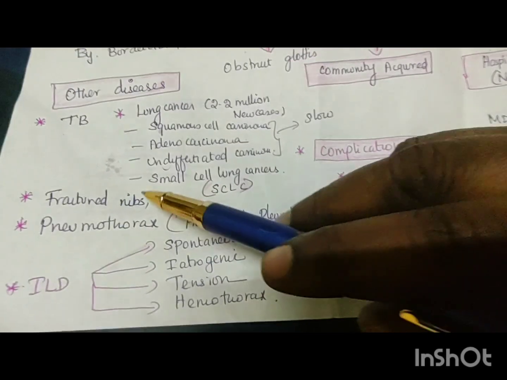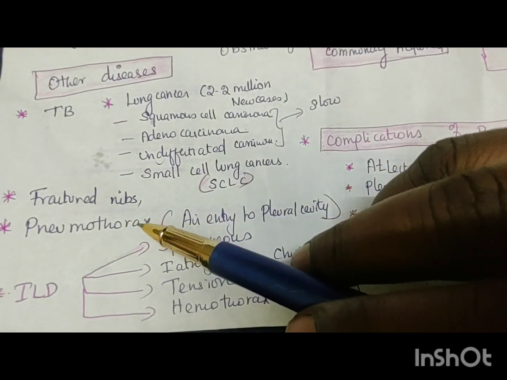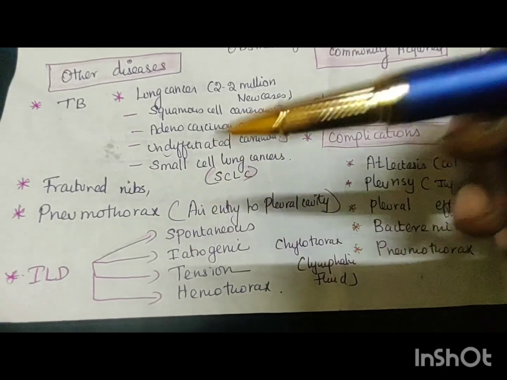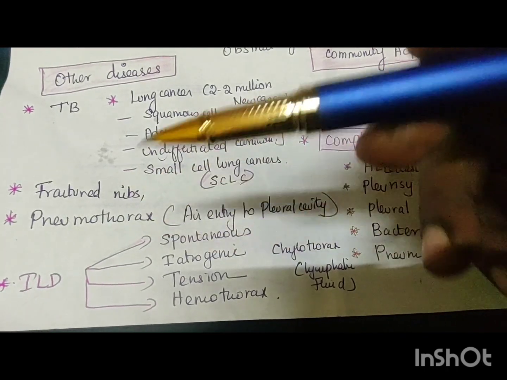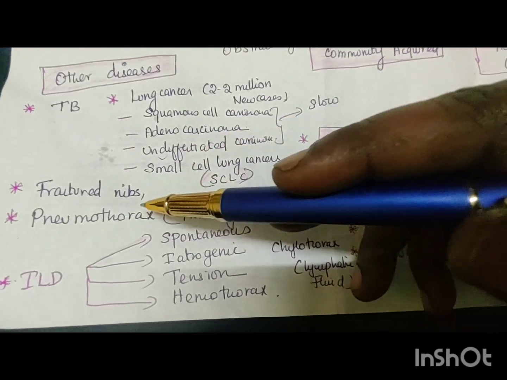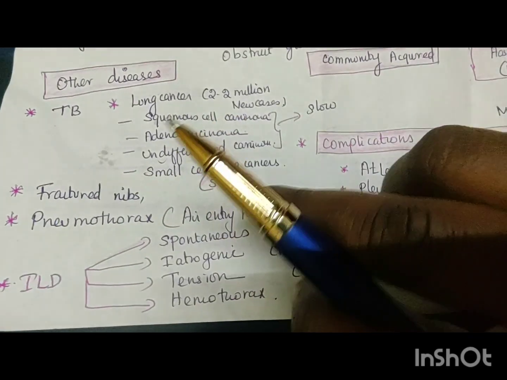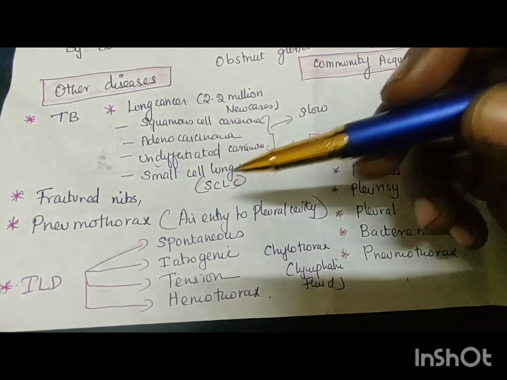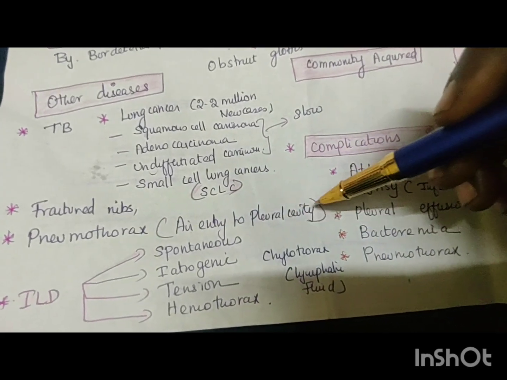Next, fractured ribs is one of the problems. Why is fractured rib related to respiratory problems? Because fractured ribs can injure the lungs. So what complication will happen? An embolism may also happen. With fractured ribs, blood or emboli may enter into the lungs. Also pneumothorax is a very big problem, where air enters the pleural cavity.